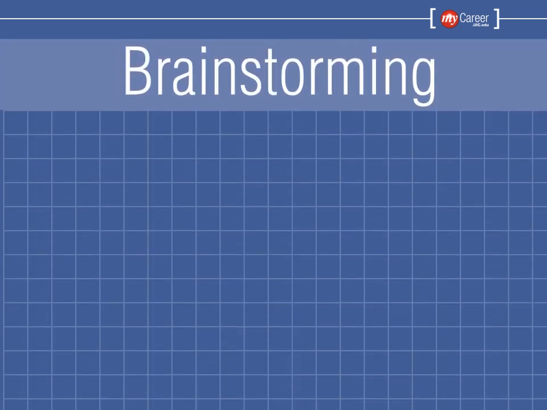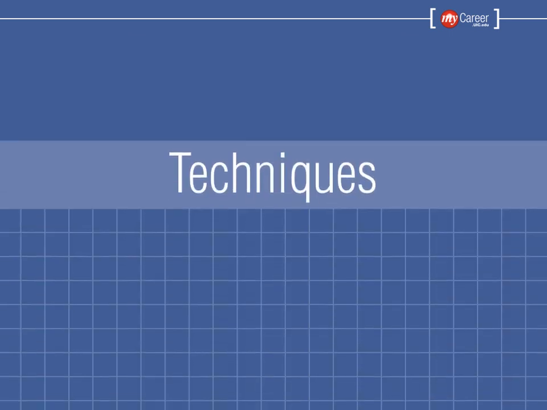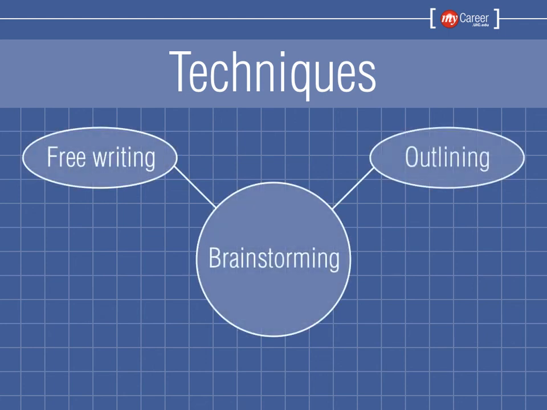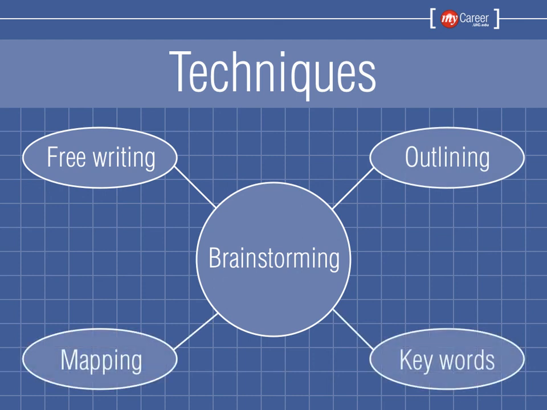It may be necessary to do some brainstorming if you are working on a complicated piece of writing. Four useful brainstorming techniques are free writing, outlining, mapping, and listing key words. This diagram is an example of mapping.